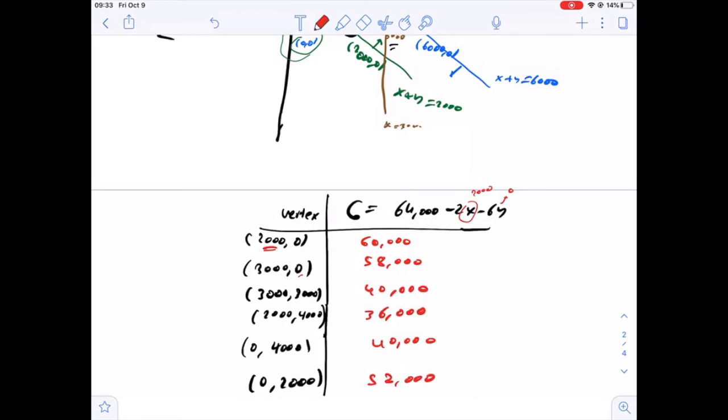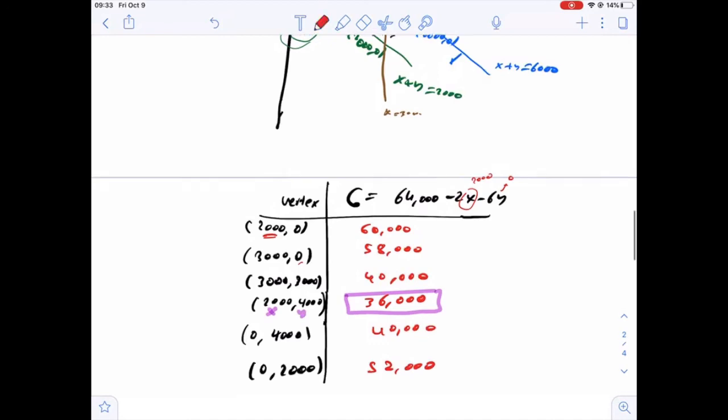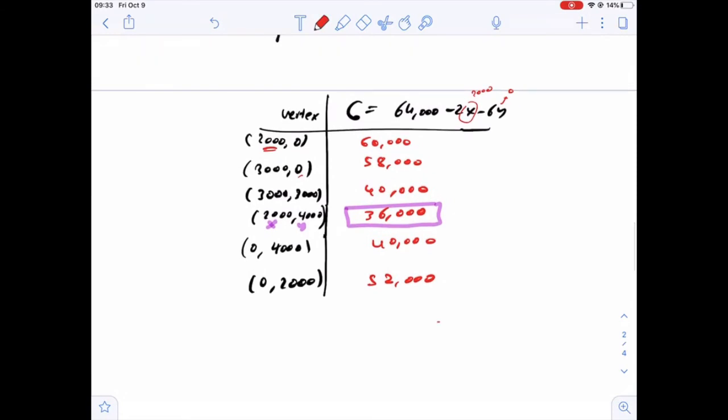Now if we look at these points, which point gives us the minimum value? The minimum value is this 36,000. This is the minimum cost, and this corresponds to x equals 2000 and y equals 4000. So let's go back to our diagram. The diagram was, let me do it again.